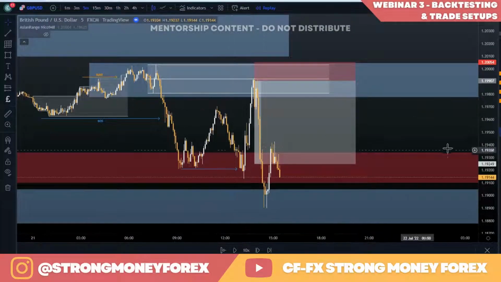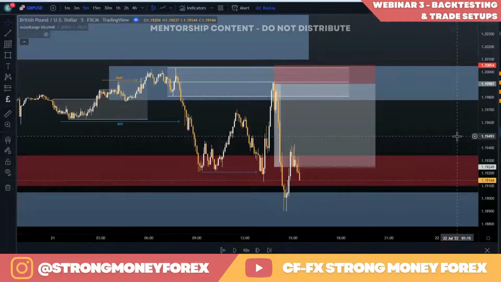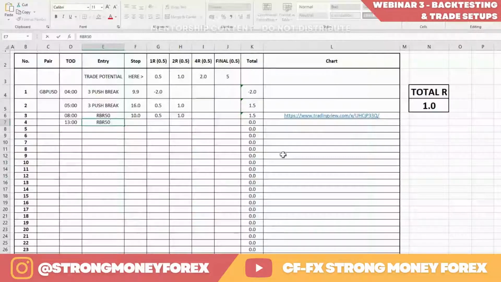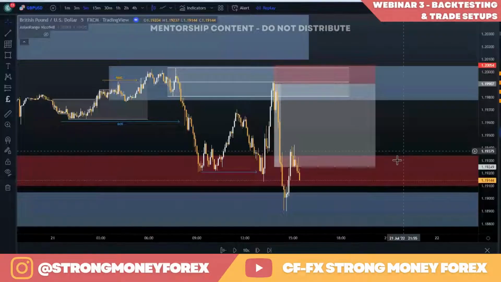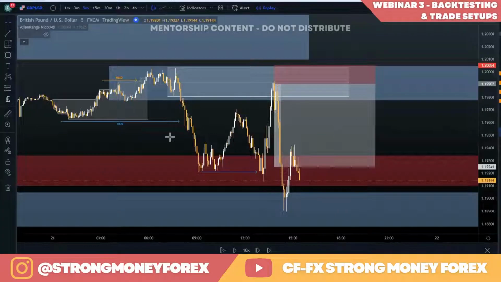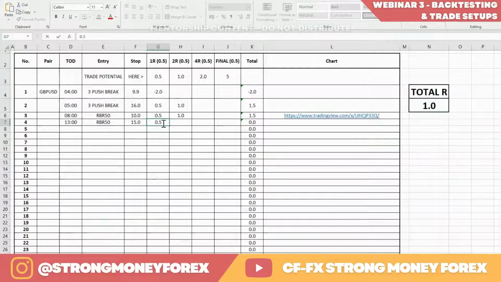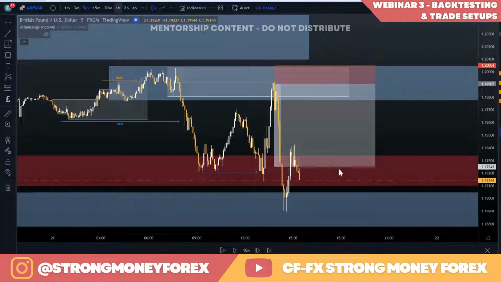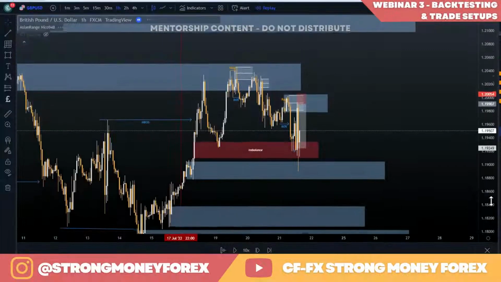This is probably a news event, and let's say we had traded it, we would have got in with a nice trade. The trade is valid, so we mark it up. We've got a 14 pip stop, 15 pip stop. We get our 0.5 out, we get our 1 out, we get our 2 out, and then let's have a look at structure.